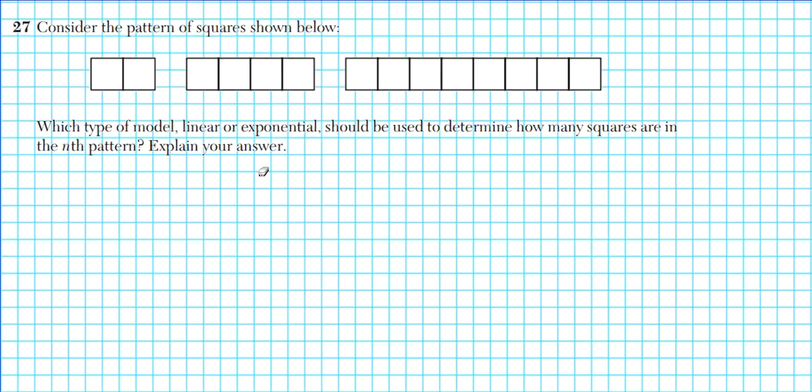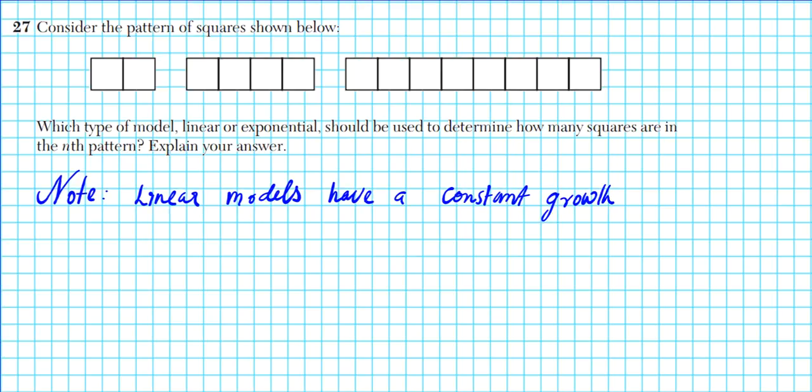Okay? So something I'd like you to recall or note concerning linear and exponential models, let's write that down. So something to note is that linear models have a constant growth rate. Remember that m in y equals mx plus b, now that's always constant. It doesn't change. For lines, you always have a constant growth rate. Okay?